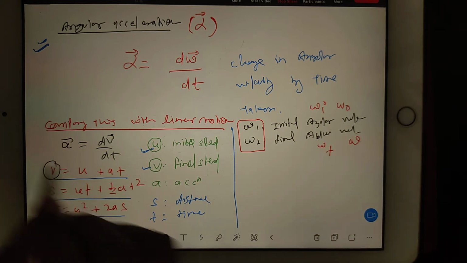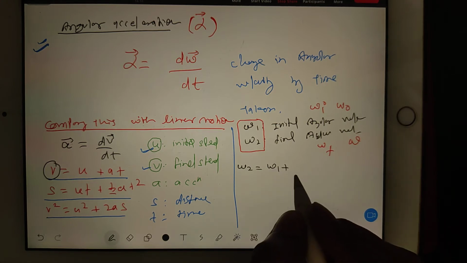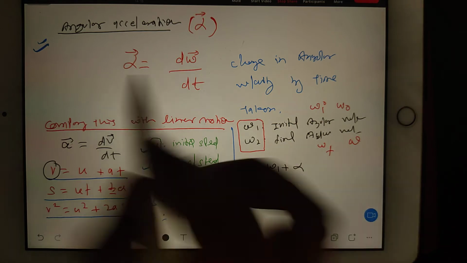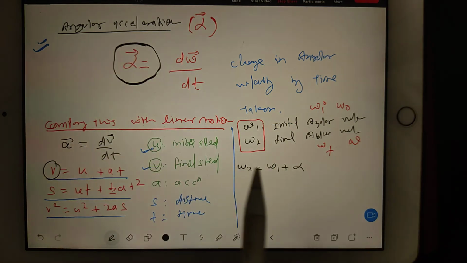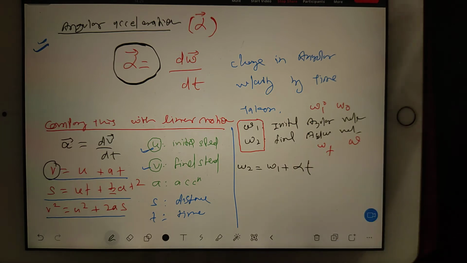So this is your final speed. Omega 2 is equal to omega 1 plus alpha t, because this time our acceleration is angular acceleration, alpha, and time t. Time is the same. Time is not linear or angular. Time is time because it is a scalar quantity.